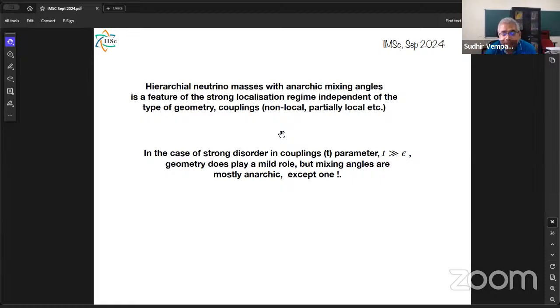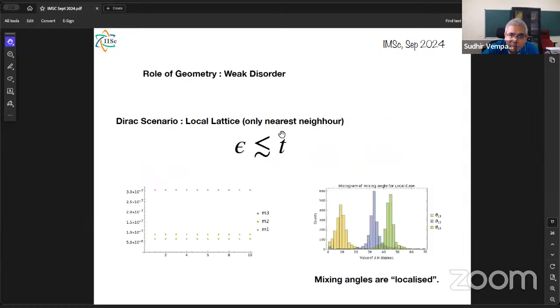To summarize, the strong localization limit has a prediction that you have anarchical mixing angles for neutrinos, which I don't think really fits the data very well, but it's a prediction of the theory. But it doesn't mean that we had to rule it out. Actually, we can invert it.